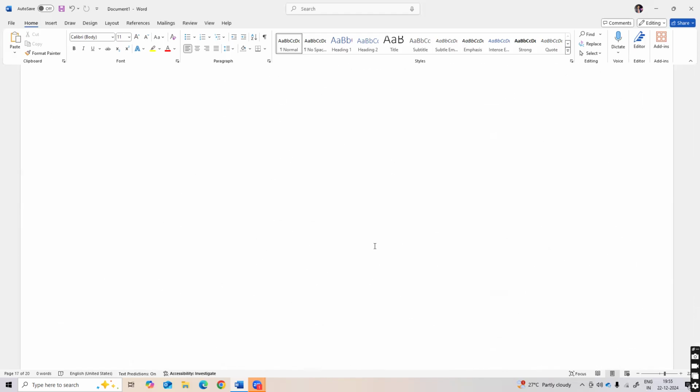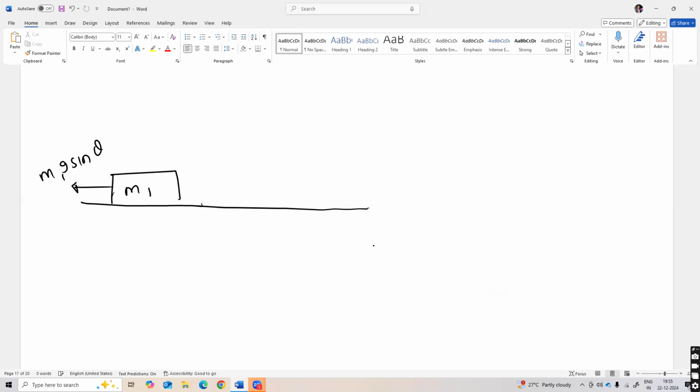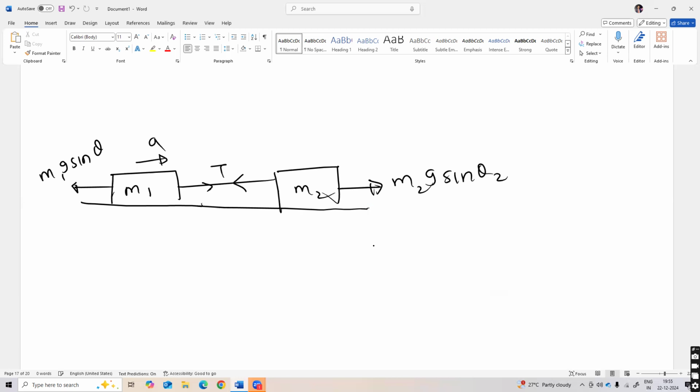I think just wait for a second. Okay, we will try to make it horizontal and solve this, and I will check whether I'm doing some positive negative mistake. I'm not able to find it out. Let's make it horizontal. This was m1. Force was m1 g sin theta 1, and acceleration was in this direction a. Then there was a tension T, and there was m2. In m2 there was force m2 g sin theta 2. This was sin theta 1.